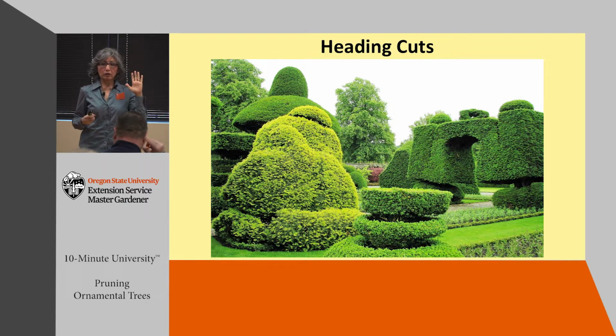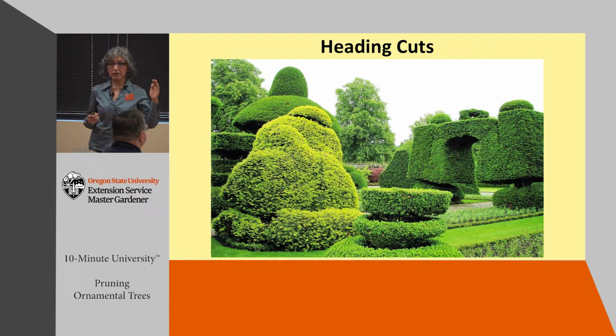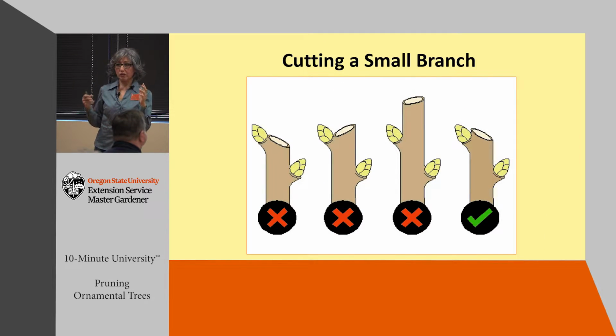So the time that we use heading cuts to achieve our objective is in shearing hedges, topiary, geometric shapes, because we are looking for a uniform surface and lots of growth. But most of the time, we're using thinning cuts in our ornamental plants.